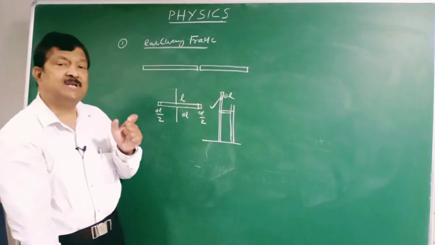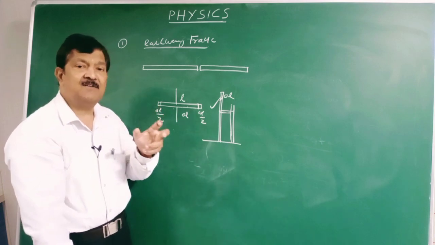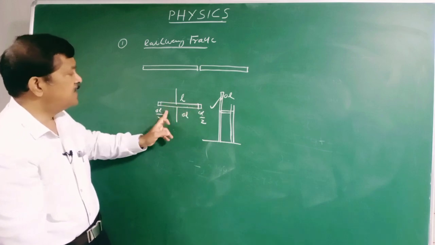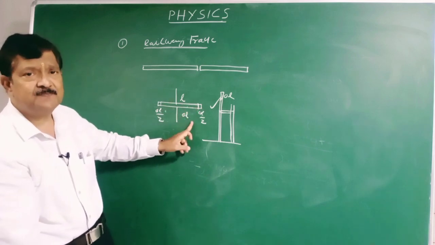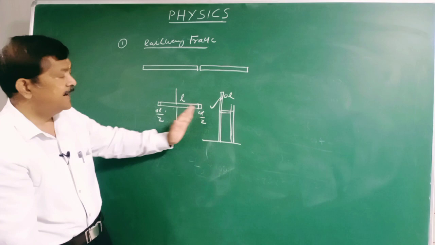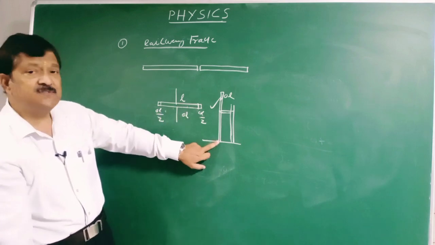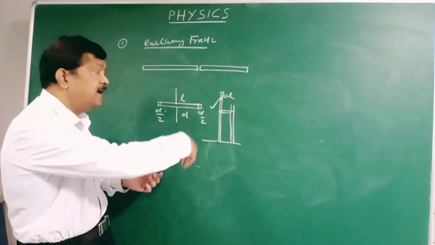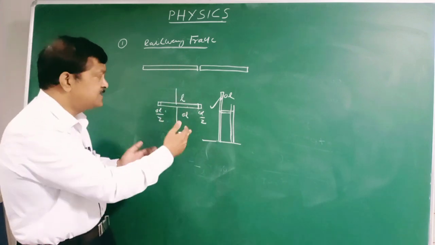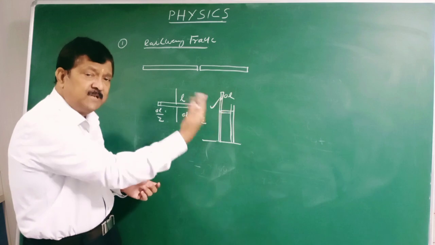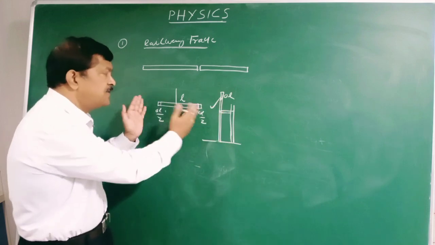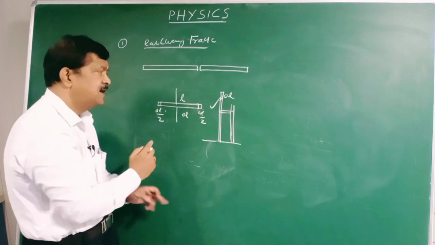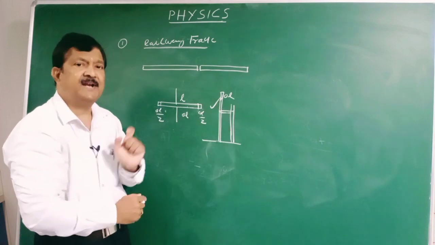So expansion will be in the direction where the body is free to expand. In the first case, the rod is free to expand in both directions, so expansion is equally distributed. But here the rod is fixed, so it cannot expand downward, and the entire expansion will be upwards. In any case, the change in length is delta L and it will be the same. But if you observe, because both ends are free here, it expands on both sides, while here expansion is in only one direction.